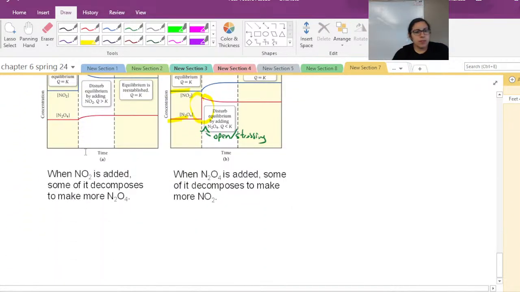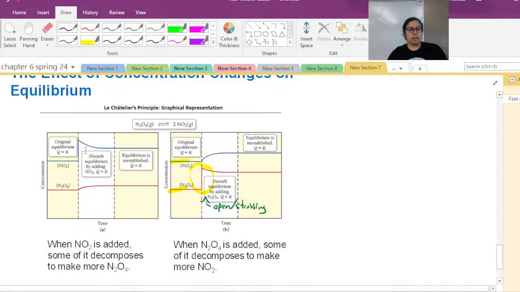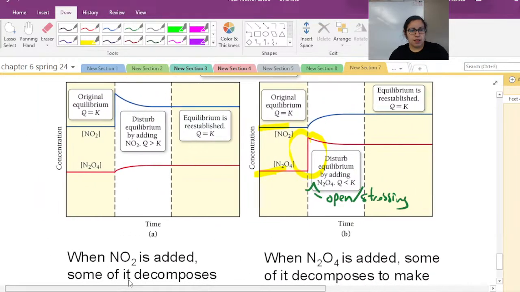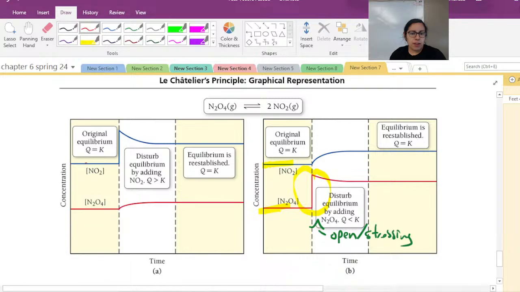And so same sort of thing. This one is a little different in the graphical representation. Now this is showing if we add product. So again, we have a system at equilibrium, and now we've artificially disturbed it by adding product here.